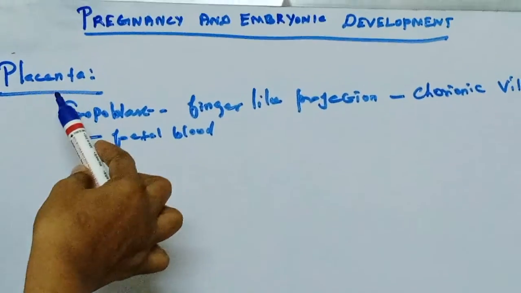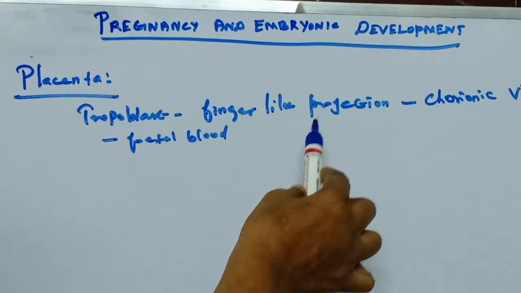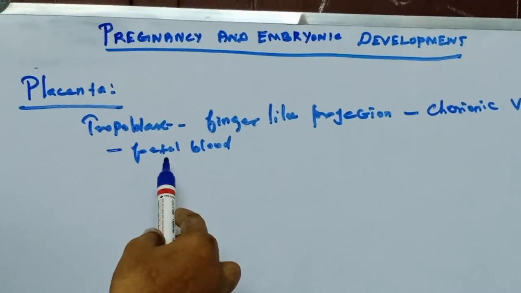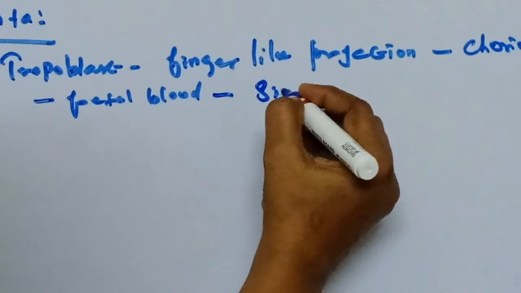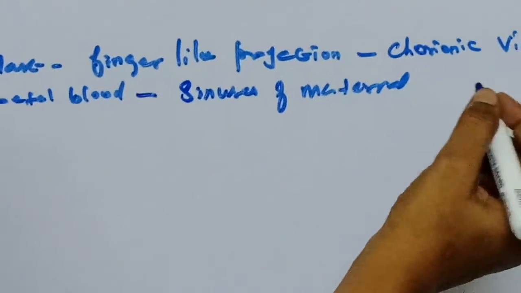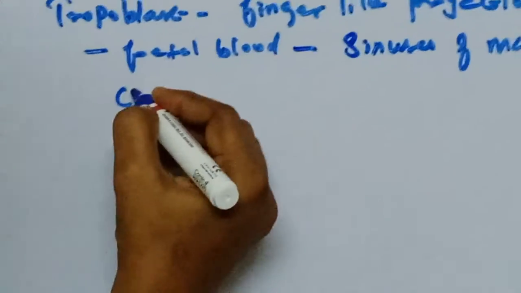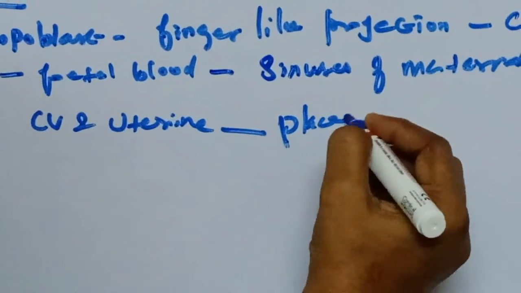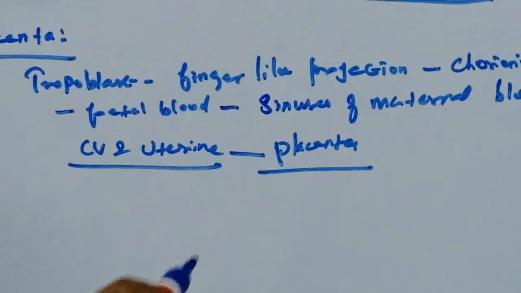Next, we'll see placenta. The trophoblast cells from the blastocyst form finger-like projections. That is called chorionic villi. These chorionic villi carry what blood? Fetal blood. And this is surrounded by sinuses of maternal blood. The chorionic villi and uterine tissue intermingle together and form what? Placenta.